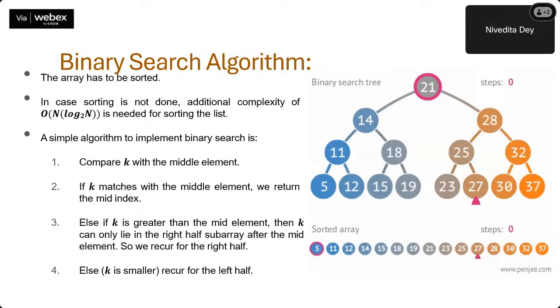And this is how the binary search algorithm works. You can see that if you do an in-order traversal, it will always give you the sorted array: 5, 11, 12, 14, 15, 18, 19. Then this one again: 9, 10, 11, 12, 13, 14, 15. So you can see over here, whatever you do, it will always be a sorted array.